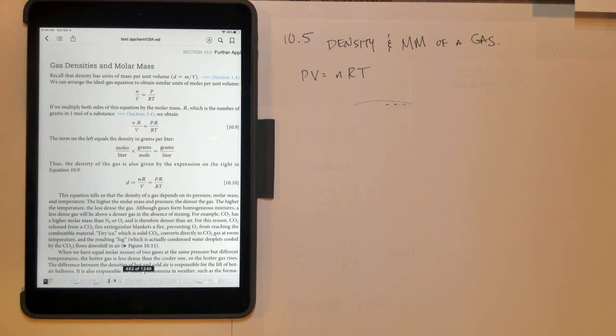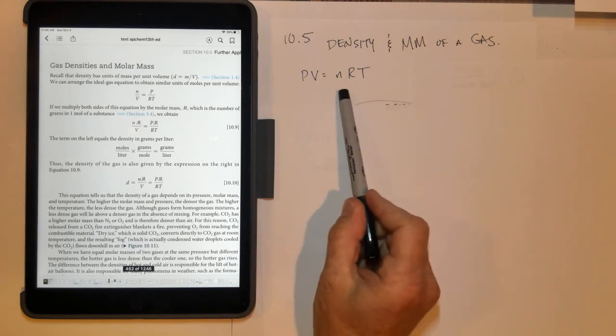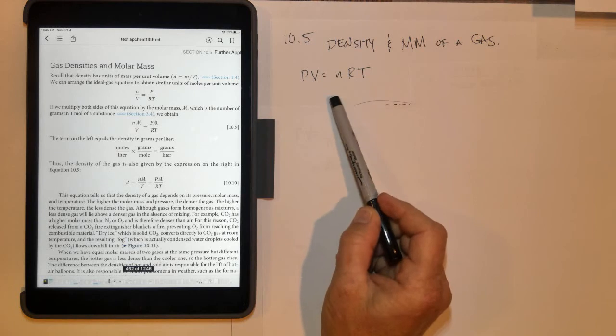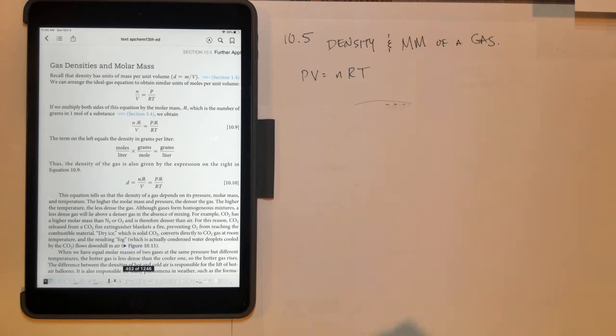So this is section 10.5, density and molar mass of a gas. We've looked at the ideal gas equation, PV equals nRT, and now we're going to look at rearranging it a little bit and solving for things like density and molar mass of a gas.